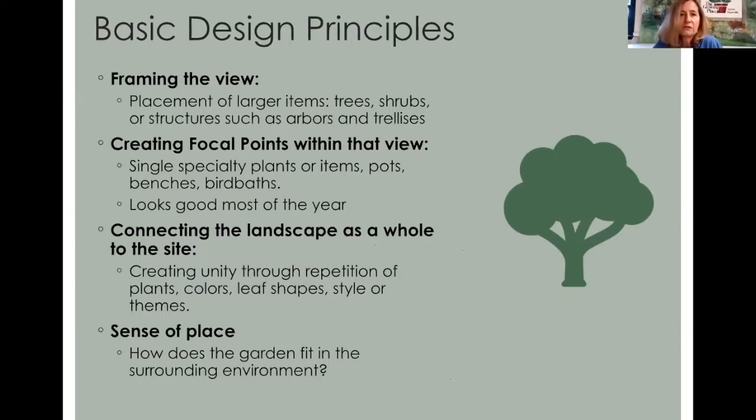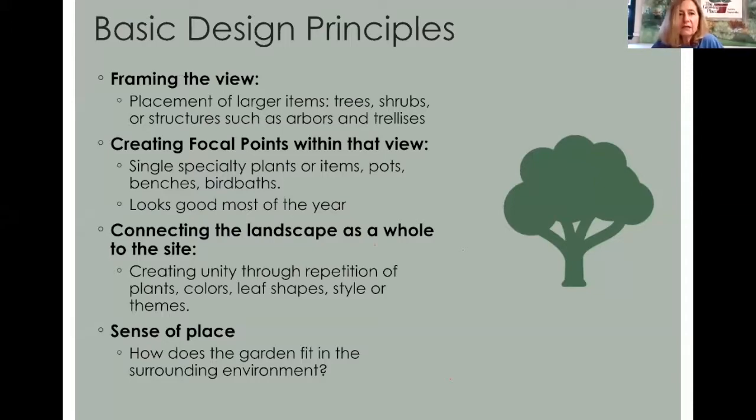Placement of your larger items like your trees, your shrubs, your structures, trellises, arbors. And I think this is a good time to mention that sometimes the solution isn't always a plant. And we'll see some slides that will show illustrations of that a little bit later. Creating focal points, which can be a plant, an item like a trellis, pots, benches, bird baths, things like that. And things that are a focal point need to look good all year round. Four seasons of interest, we call that.